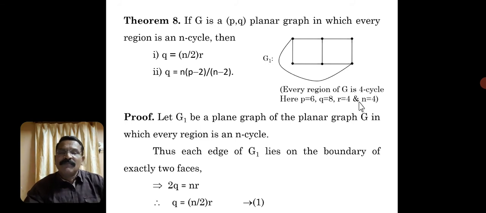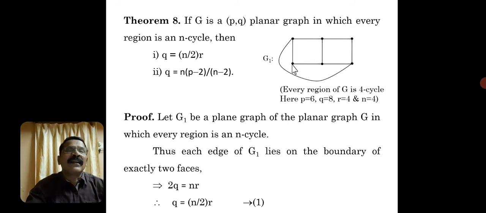So now we are considering one important result. If G is a (p,q) planar graph, meaning a planar graph containing p number of vertices and q number of edges, in which every region is an n cycle. Every region means every face. Every face is an n cycle. N cycle means it is a cycle of length n. It implies every face may be 3, 3, 3, 3, or every face is a cycle of length 4, 4, 4, like that. Here you can see this example.